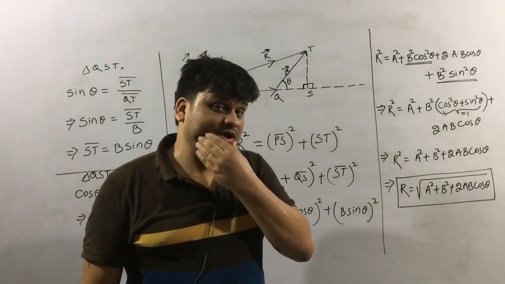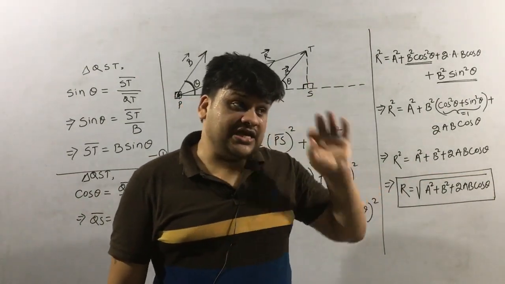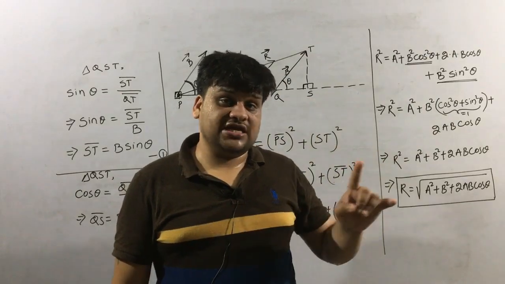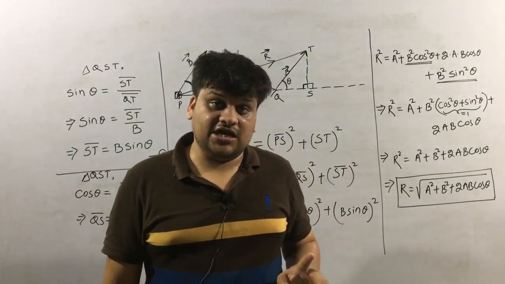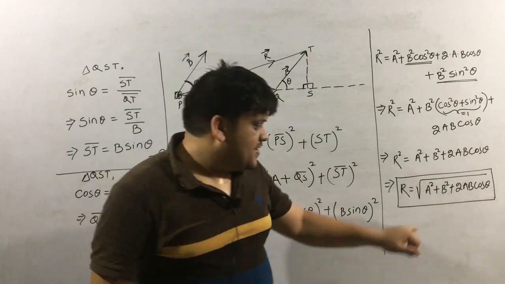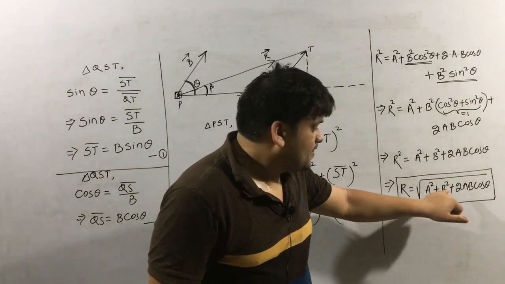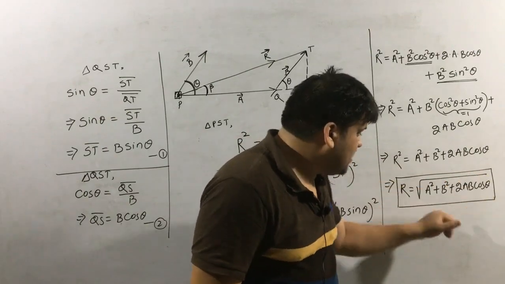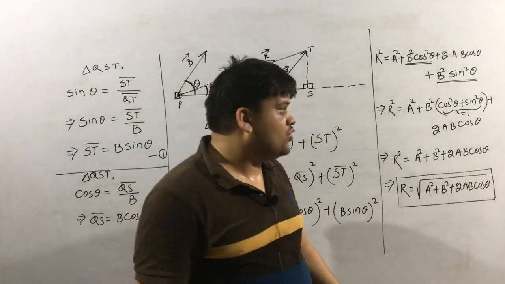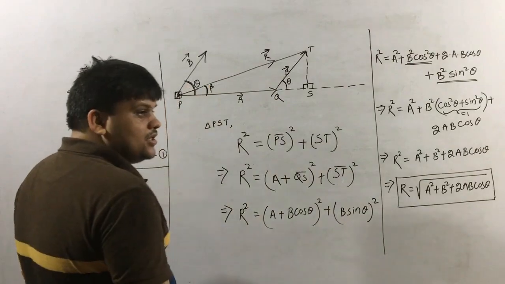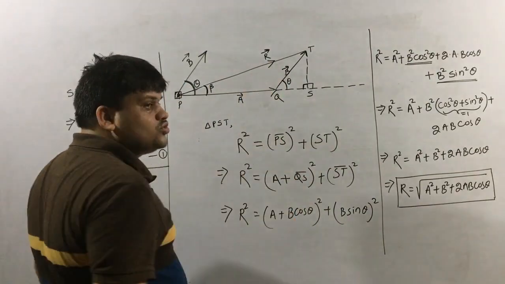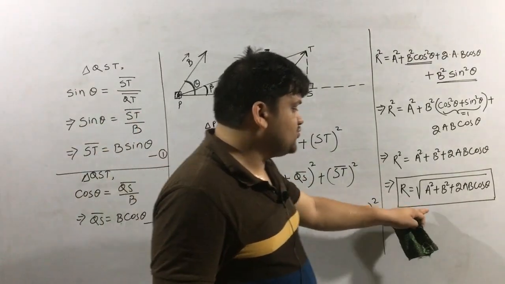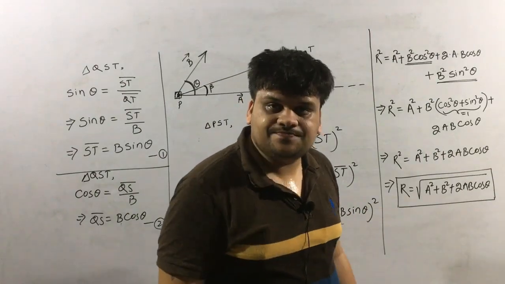Now come to the first question. What is the question? 10 Newton and 5 Newton force are acting at an angle of 30 degree. What is the resultant? Means 10 is A, 5 is B and theta is 30 degree. If you put these values, you will get the resultant. Once you derive all this, you don't have to draw the diagrams. Just use this formula, you will find the answer.